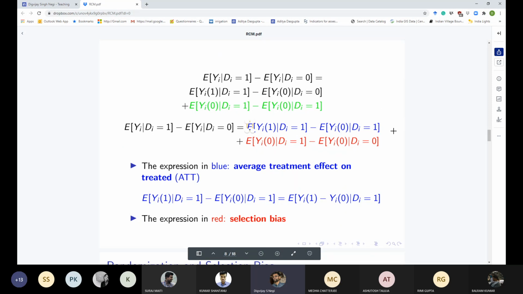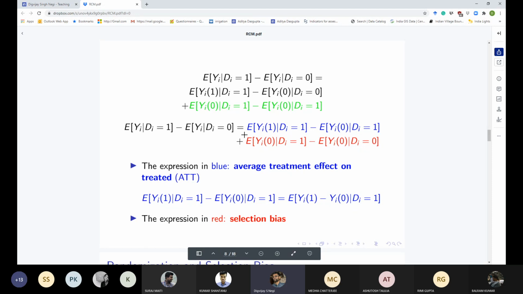So this expression in blue is what? It's the average value of the potential outcome under treatment for the treated group minus the average value of the potential outcome under control for the treated group. Okay. So basically what I have done is I've taken this object, this object here, right? So you have this expression in blue.